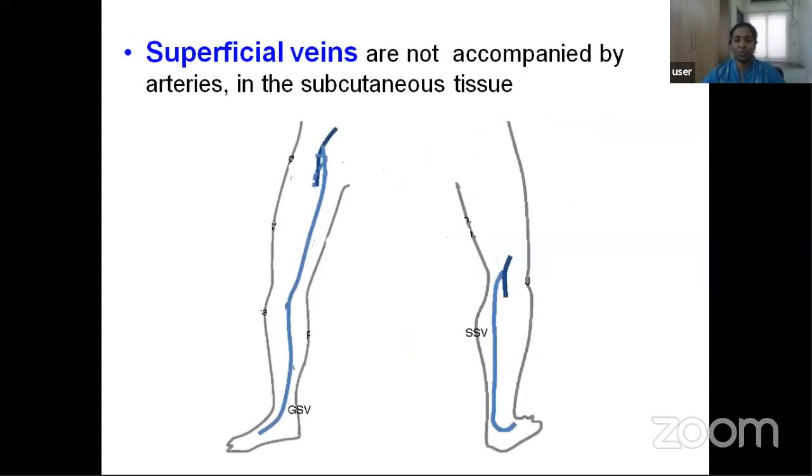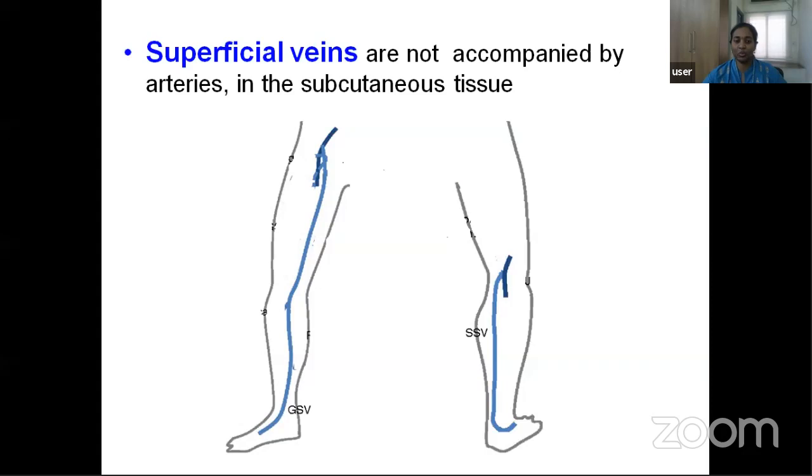Then we have our superficial veins, and the superficial veins are not accompanied by arteries. These veins are just present within the superficial fascia, just below the skin, within the subcutaneous tissue. And further lower, we have two types of veins. One is the great saphenous vein, which is running on the medial side of the leg, and a small saphenous vein, which runs on the posterolateral aspect of the leg.